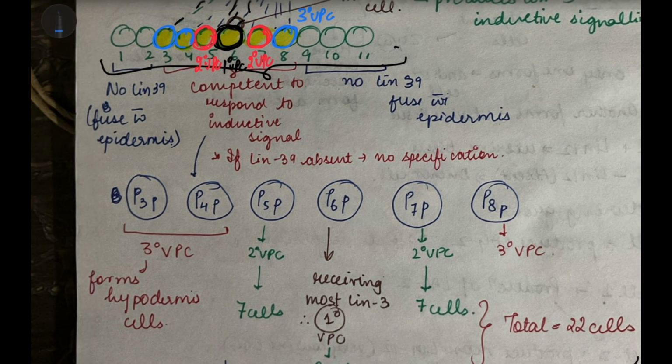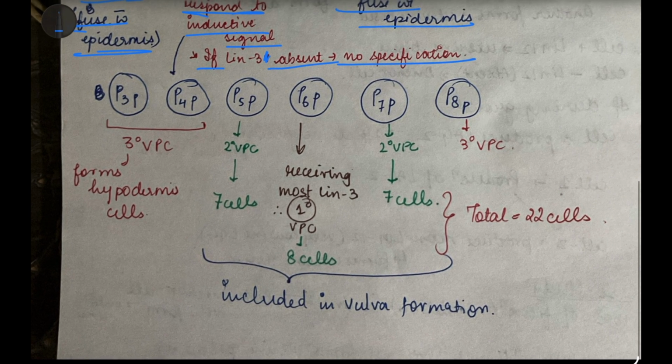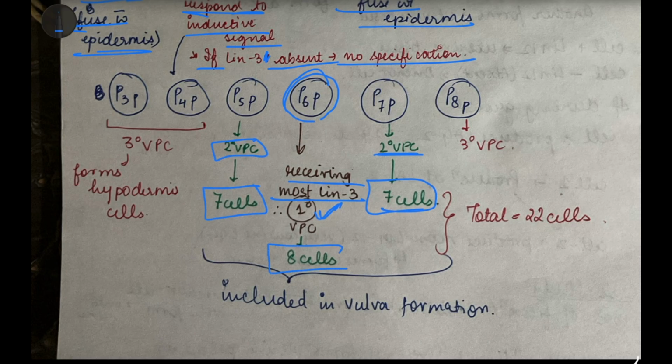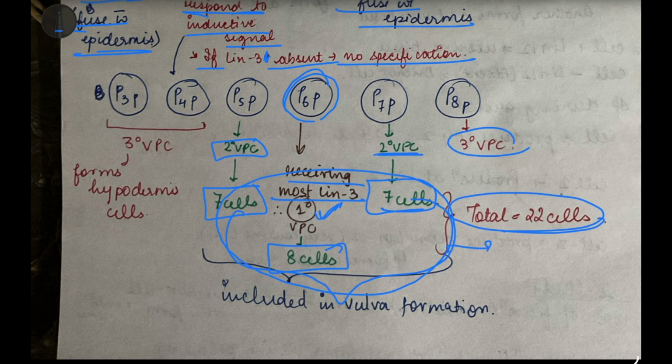See, no Lin3 fuses with the epidermis. These are competent enough to respond to inductive signaling. If Lin3 is absent, no specification. No Lin3 fuse with epidermis. See, this is the major part. P6P receives the most Lin3, so it forms the primary VPCs. Secondary VPC, 7 cells, and this forms 8 cells. So in total they form 22 cells. And the tertiary VPC, they don't play any role in vulva formation, thus they form hypodermis.